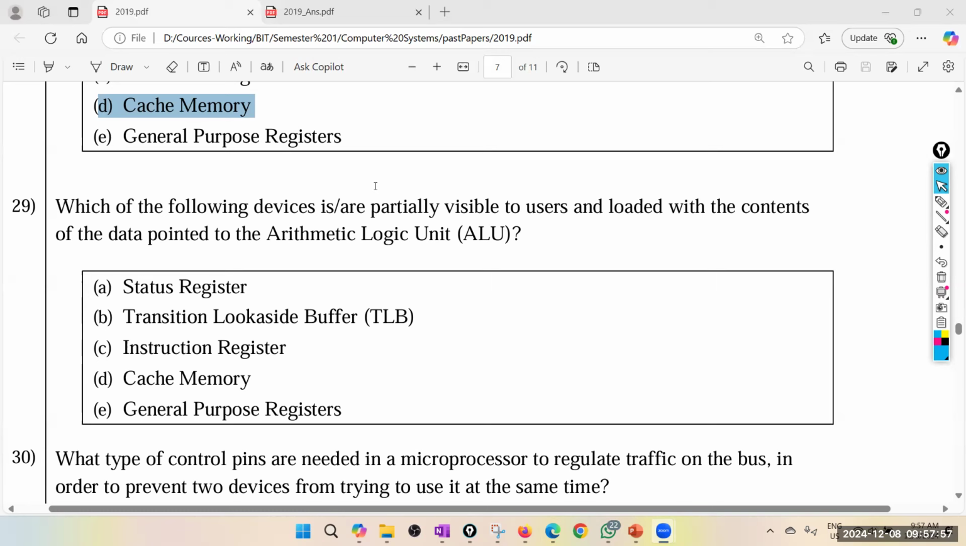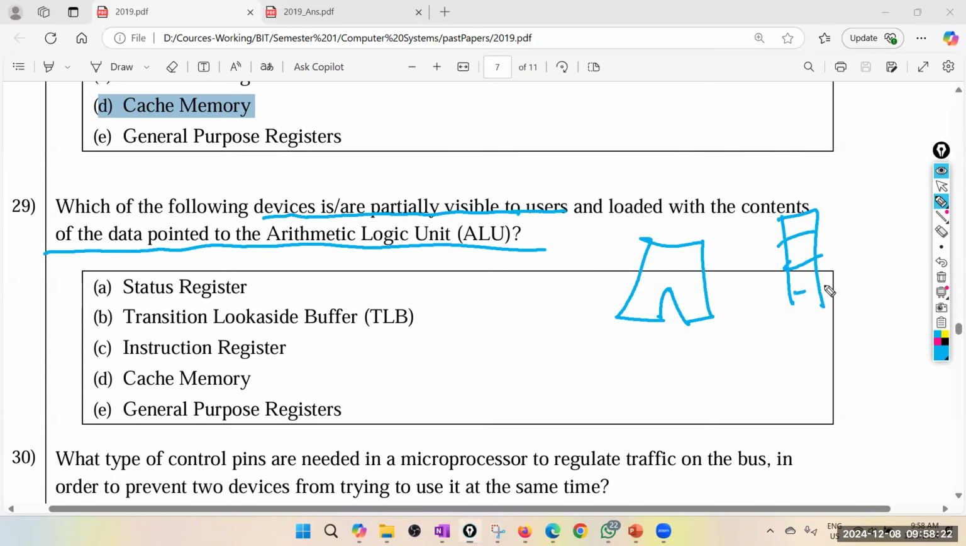But this is a bit of a fuzzy question. Which of the following devices is partially visible to users, maybe partially visible means maybe only for programmers, and loaded with the contents of the data pointed to the ALU. So this is the ALU. This is the registers. And then you have the decoder, instruction register, program counter, the two buffers, and so on.